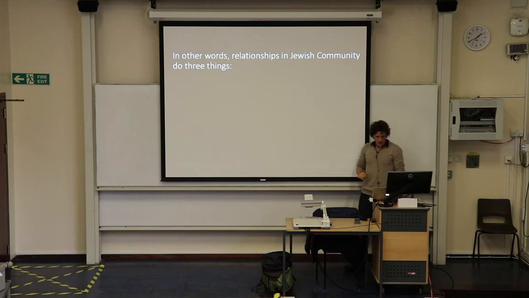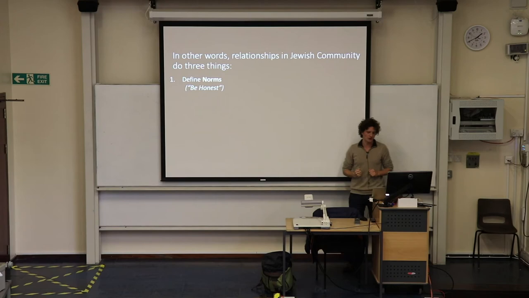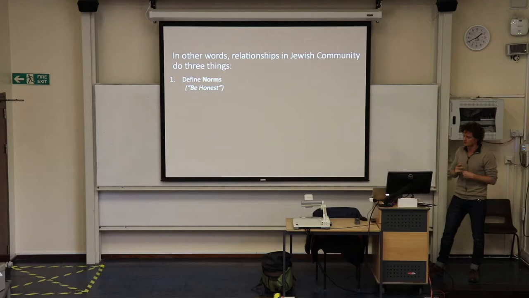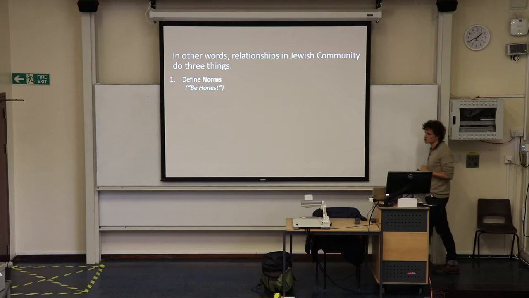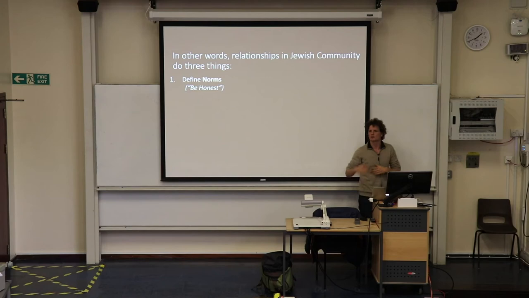So what do Jewish relationships actually do in this situation? Let's formalize all of this. Let's boil this down to the three basic components. One thing they do is they define norms. The norm amongst Jewish diamond traders and in the Jewish community in general is, hey, be honest, don't cheat. We do things by honesty. I'll give you credit, I'll let you have my diamonds, and I trust that you will pay me on schedule in, you know, half a year's time. It's okay, no need to sign any paper. It's between us.